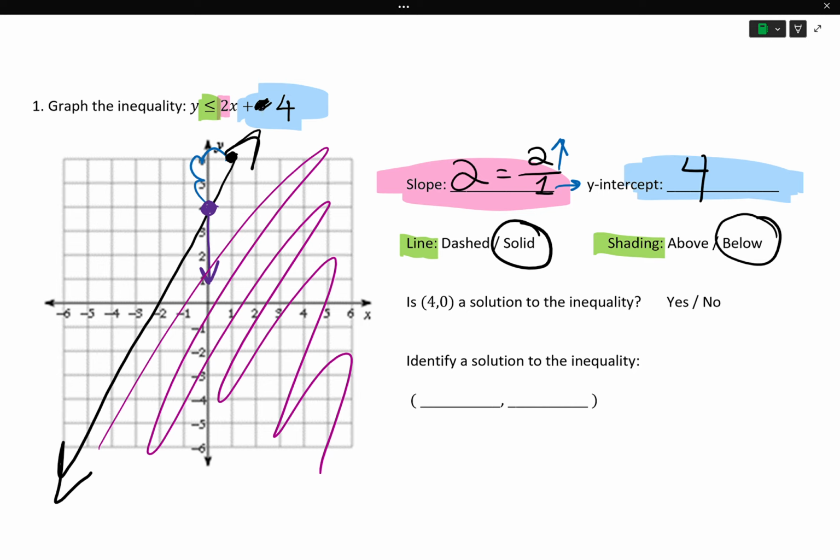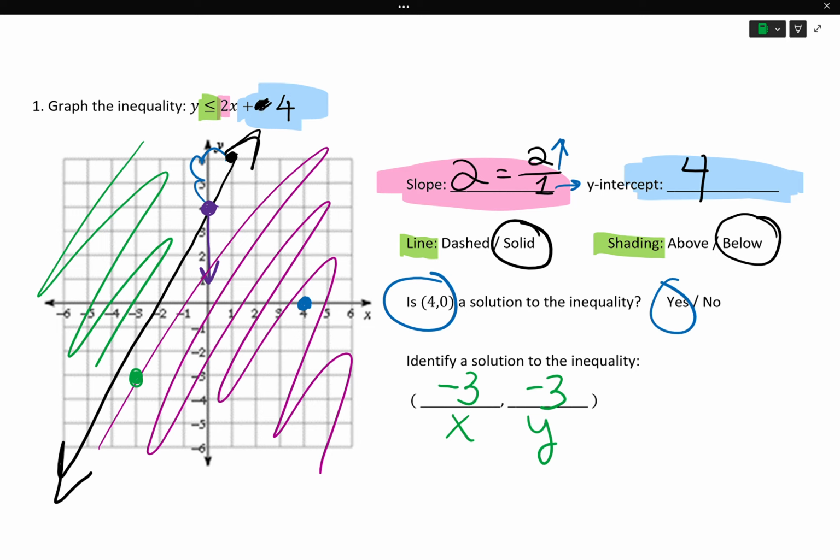The only things I can ask you about this, other than please graph it, is if things are solutions. So let's check that out. Is (4, 0) a solution? Well, let's graph it. There it is. Is that in the shaded area? Yes, it is. Let's identify any other solution. I'm going to choose this one right now because I feel like it. (-3, -3), x, y. I cannot pick anything over here. That would be a no-no. So anything within that pink area doesn't even have to be on the squiggle. It just has to be in the same general area.